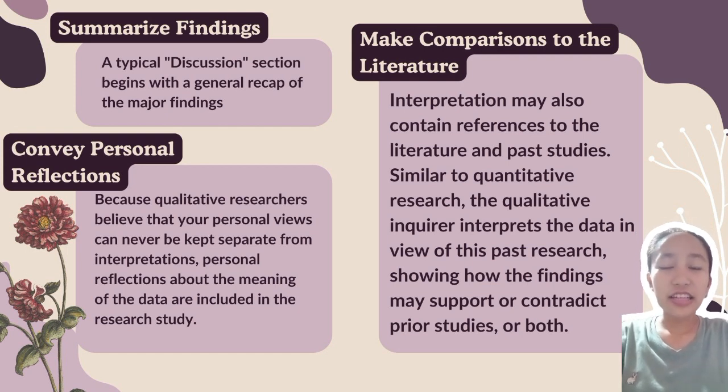A typical discussion section begins with a general recap of the major findings. In the discussion section, you start by giving a summary of the main things you found in your study. This might include going over each question you were trying to answer and explaining what you discovered for each one. It gives the readers a quick overview of what you have found in your research, which helps them understand the detailed results you'll talk about later. It's like giving them a sneak peek.